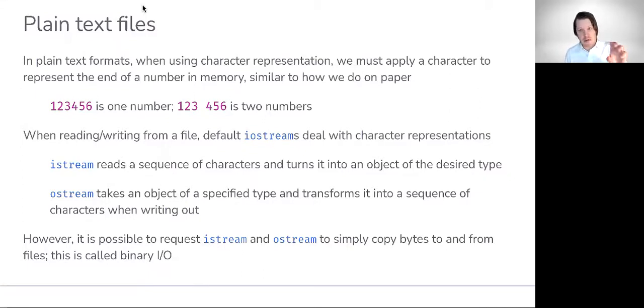And if we're dealing with a user defined type, we're going to define how that conversion is going to take place. Likewise, an output stream is going to take an object of a specified type and transform it into a sequence of characters when writing it out. And again, for a user defined type, we're going to have to define what this means. It is possible to request an istream or an ostream to simply copy bytes to and from files. We'll get into this soon, but that's going to be called binary IO.